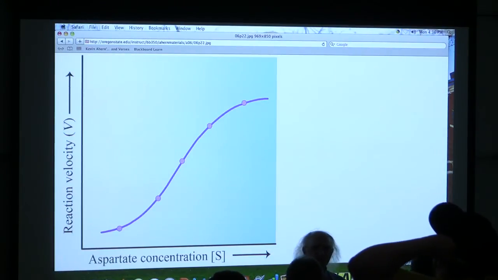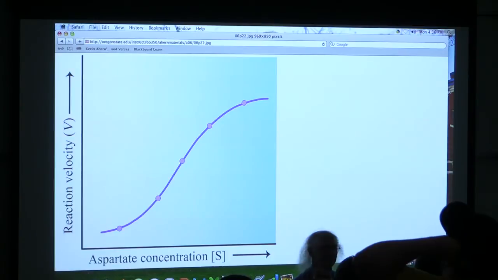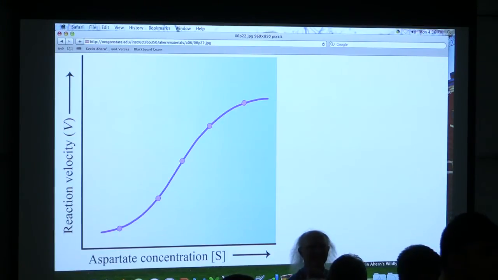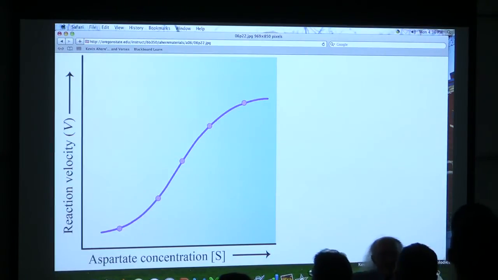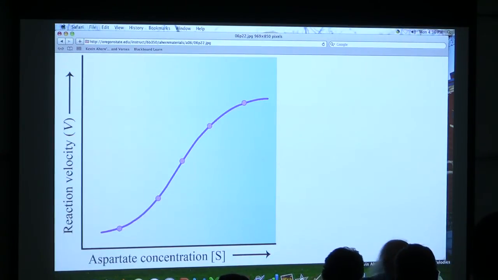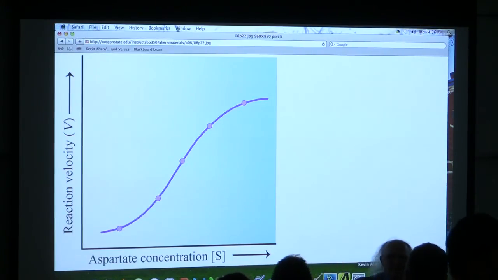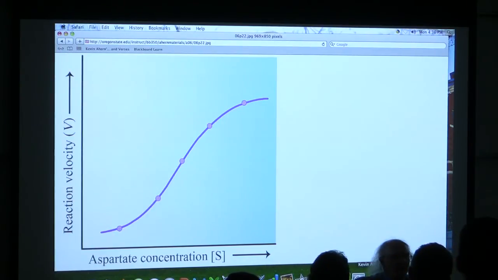Somebody say something non-biochemical. What? I didn't hear what you said. Booger, okay, well, all right. I think that is biochemical, but uranium's not.